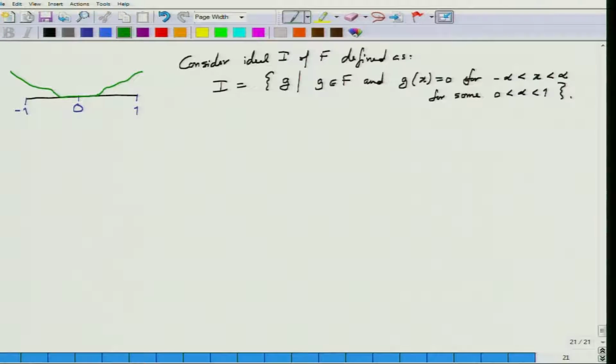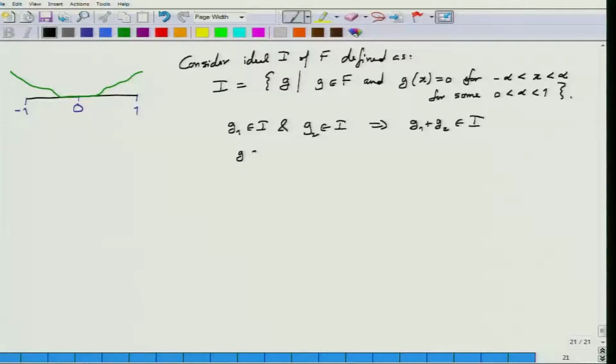There will be lots of such maps, continuous. This is a continuous map. Is this an ideal? If G1 in I and G2 in I, this implies that G1 plus G2 is in I. Because if there is an interval around origin on which G1 vanishes, and an interval around origin on which G2 vanishes, then on the intersection of those two intervals G1 plus G2 will vanish. So that's fine.